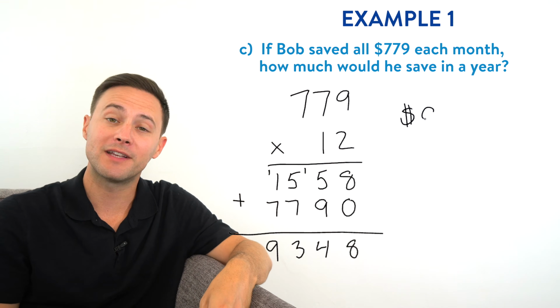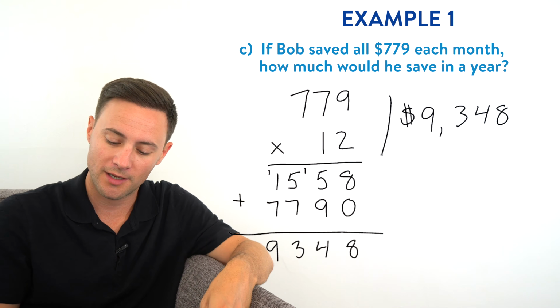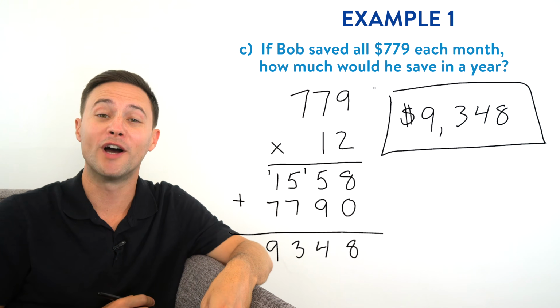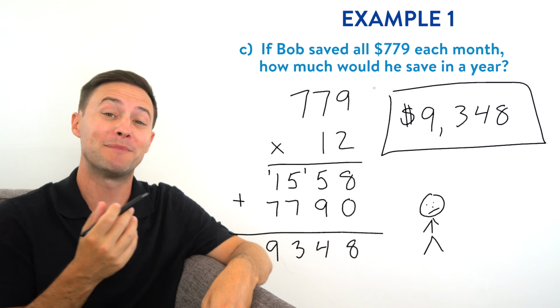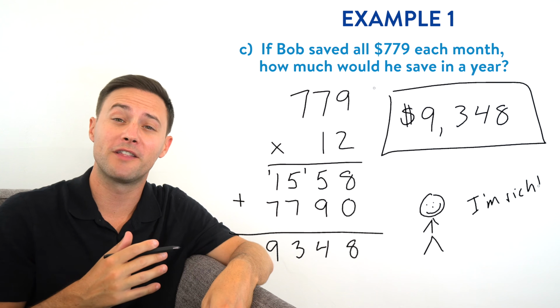Bob would have $9,348 after 1 year. And it looks like Bob is happy with those savings. Save that money, Bob. All right, let's move on to the last example.